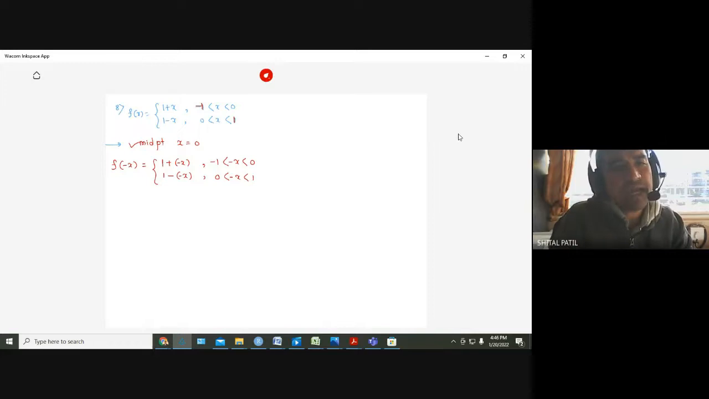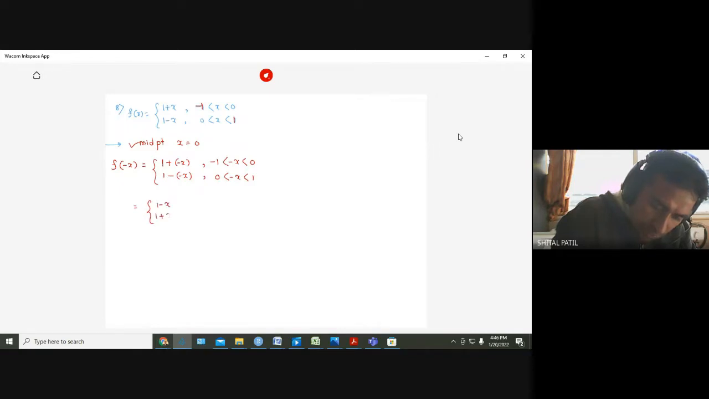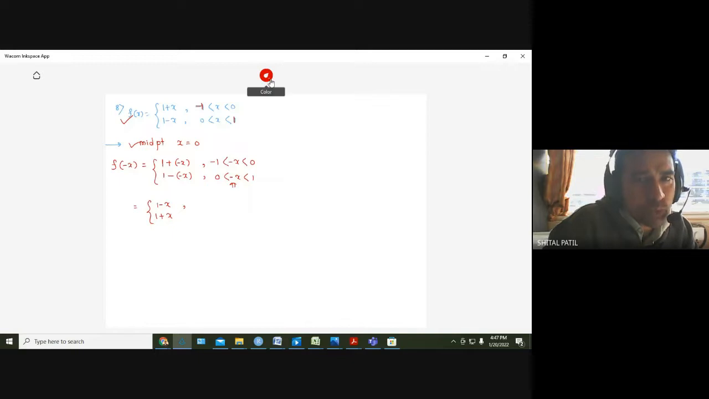Just replace x by minus x. Now let me simplify it. So it is 1 minus x and this is 1 minus of minus, plus x. Now see, in the inequalities, I don't want a negative sign, otherwise I will not be able to compare it with the given function. I have to compare that with the given f of x, which is written in blue color.